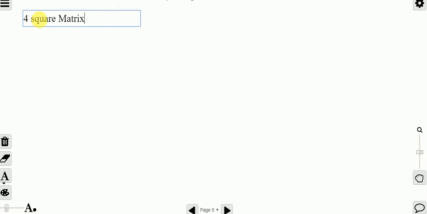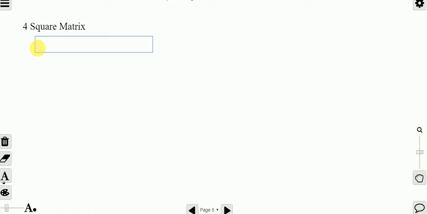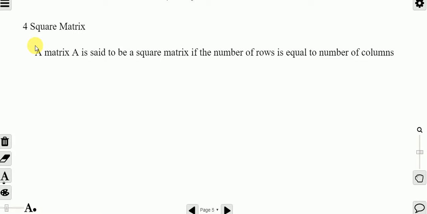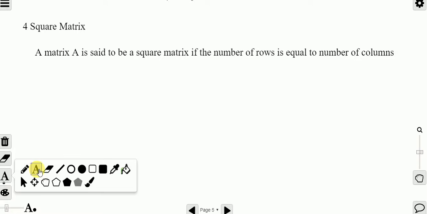Okay, so what is a square matrix? A matrix A is said to be a square matrix if the number of rows is equal to the number of columns. Okay, let's just take an example.